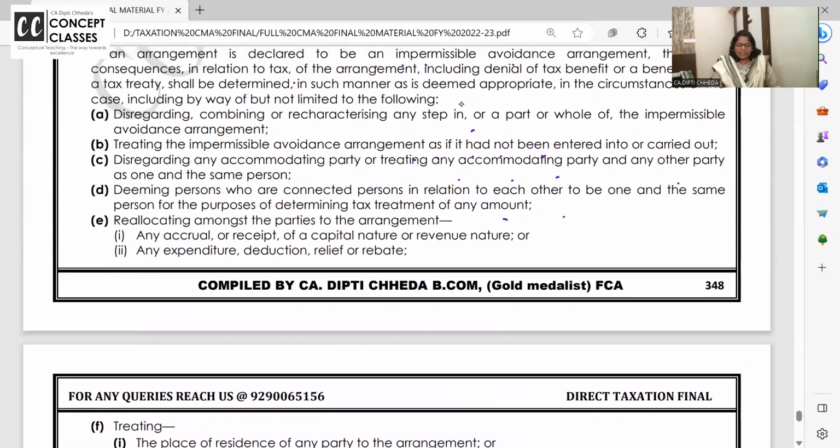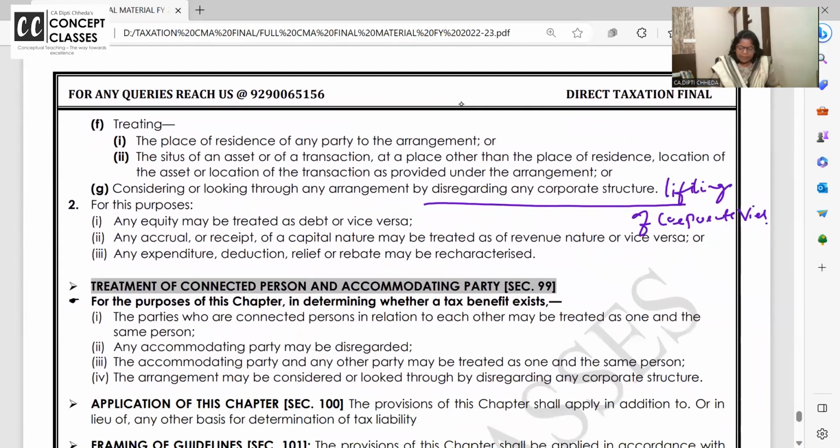So the consequences, once it is caught up, it will disregard the combined structure. Okay, this is a subsidiary and this, assume a foreign company directly invested more than 20%. Those two subsidiaries are fake. They are lacking commercial substance. Clear? Right. Next. For this purpose, equity can be treated as debt, accrual can be treated as receipt, capital can be treated as revenue, and any expenditure, deduction, relief or rebate may be recharacterized. It can happen. Okay.